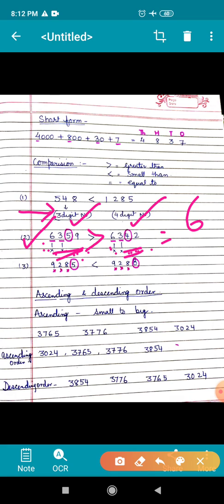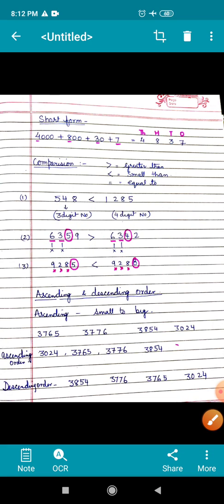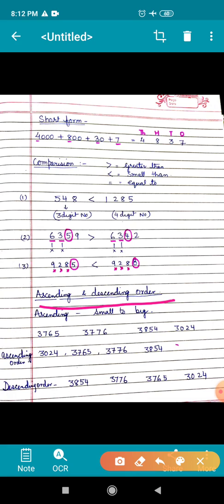It means 6359 is greater than 6342. Okay, this method we will follow for the numbers in which the number of digits are the same. We always start from the left side. If you cannot decide there, then you move on to the next place. Okay, now next one is ascending and descending order.